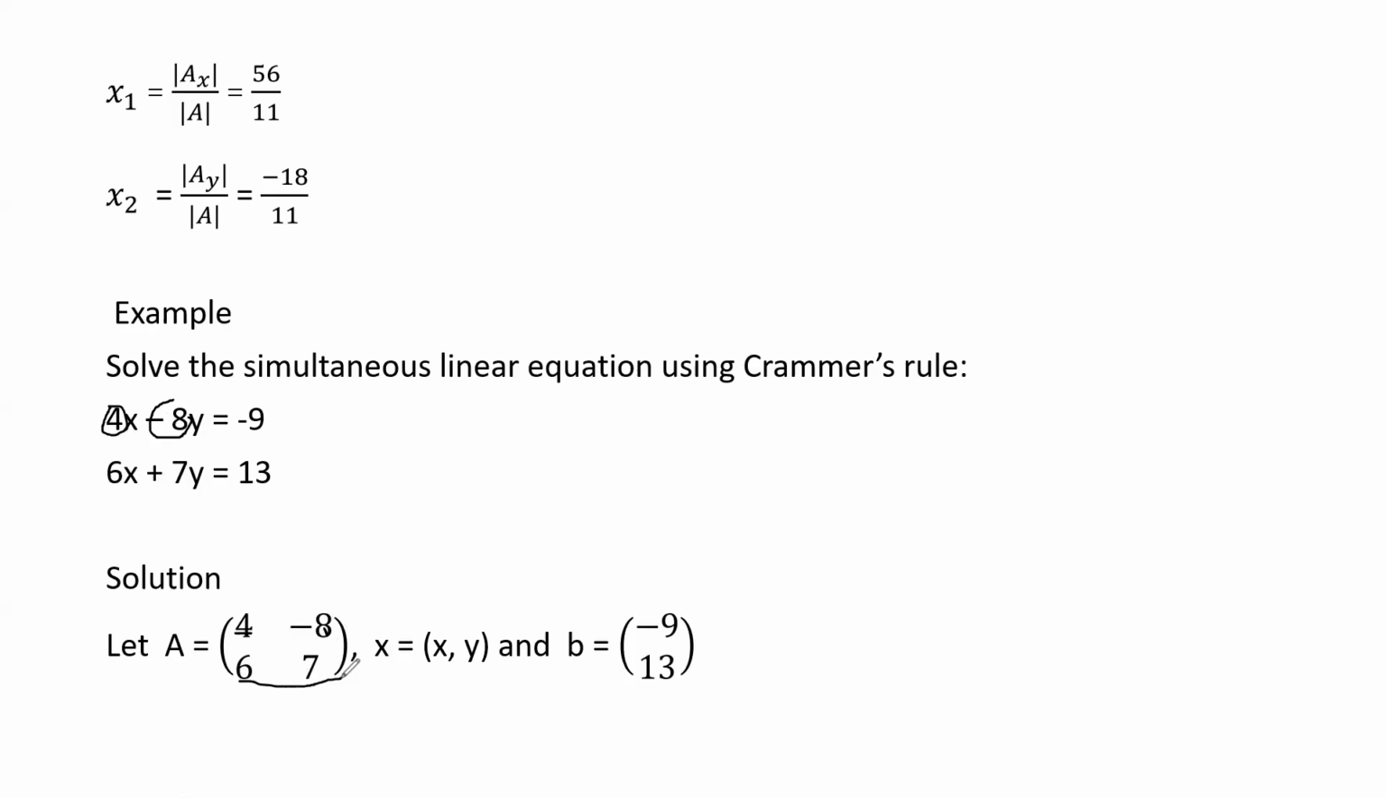Are you okay with that? Yes, sir. So that's the matrix A. Now what is x? X are the variables. That is x. Now B will be the numbers at the right-hand side of the equation. So B is minus 9.